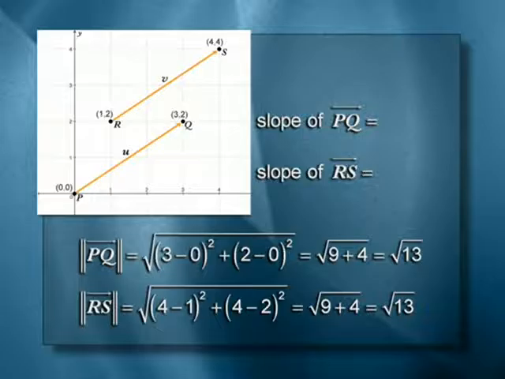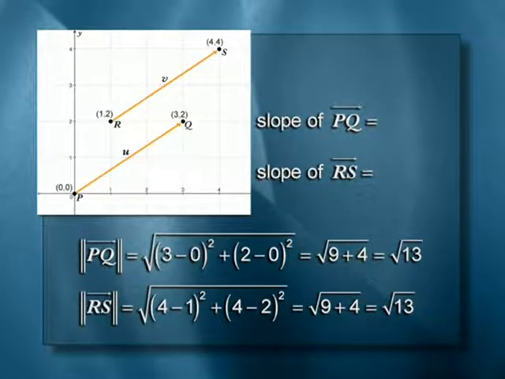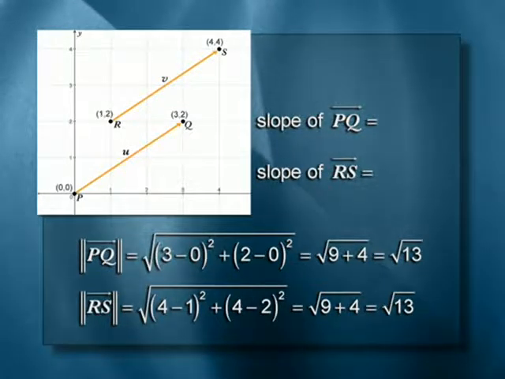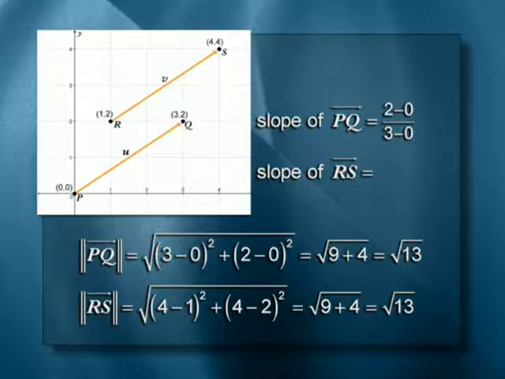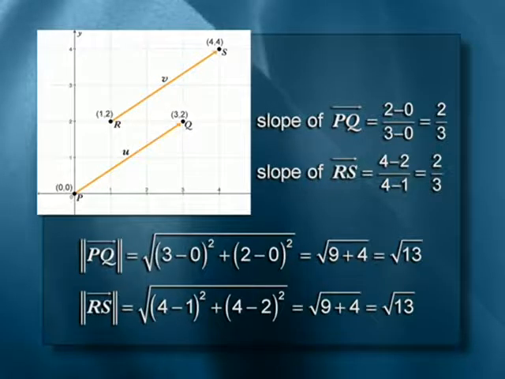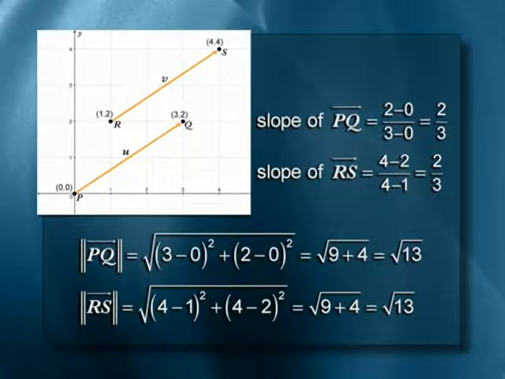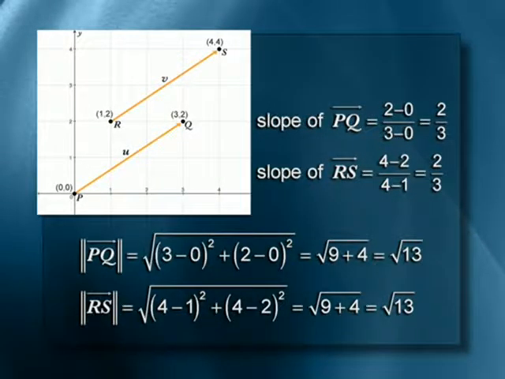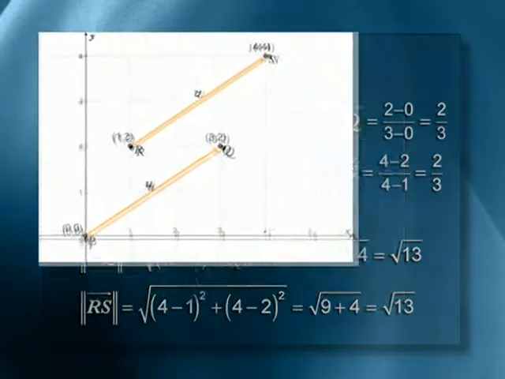What about the slopes of these two lines? They'd be pointing in the same direction if they had the same slopes. Well, remember what slope is. Change in y over change in x. So for PQ, the slope is 2 minus 0 over 3 minus 0, or 2/3. And the slope of RS turns out to be the same, 4 minus 2, difference in the y values, divided by 4 minus 1, again 2/3. So those directed line segments are equivalent. They represent the same vector.